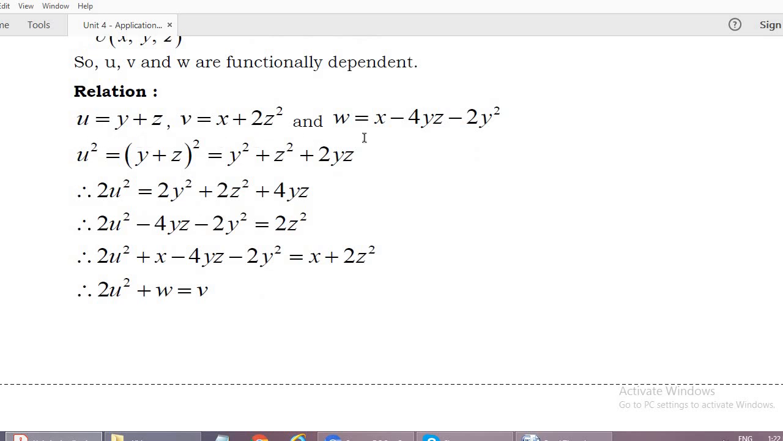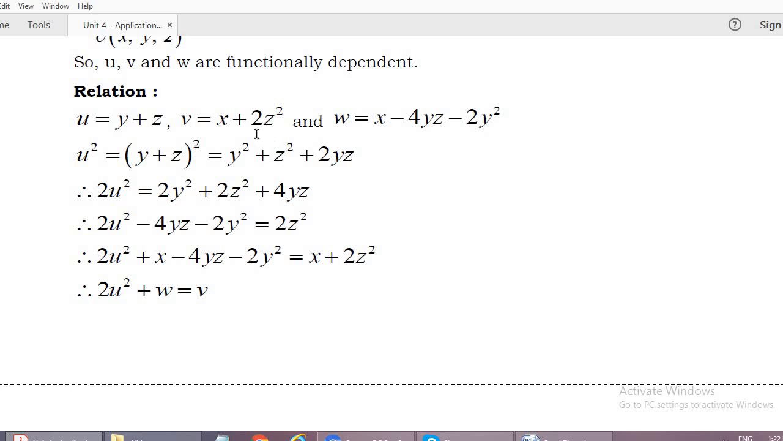Let us find the relation. So it is not so easy, but we see that there are square terms in v and w, whereas there are no square terms in u. So let us try to square u. That is y plus z whole square is y square plus z square plus 2yz.